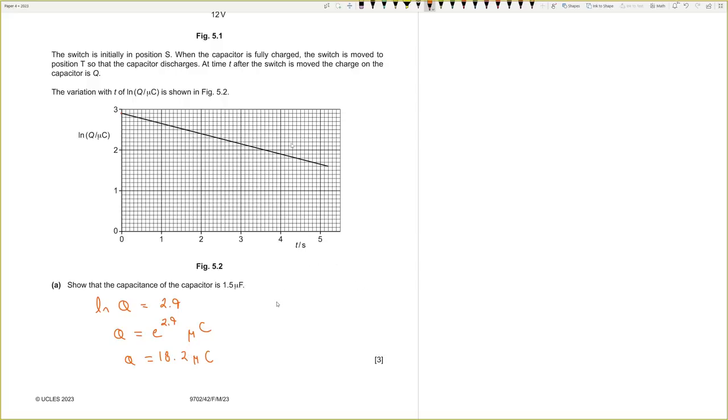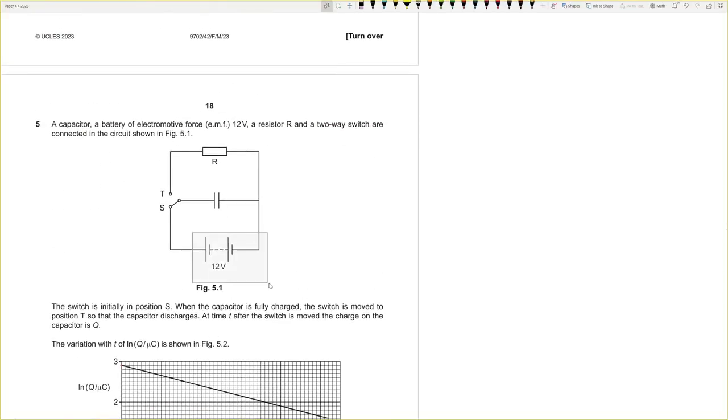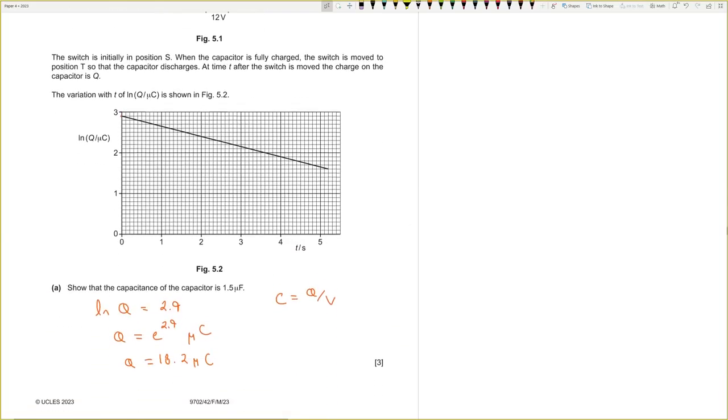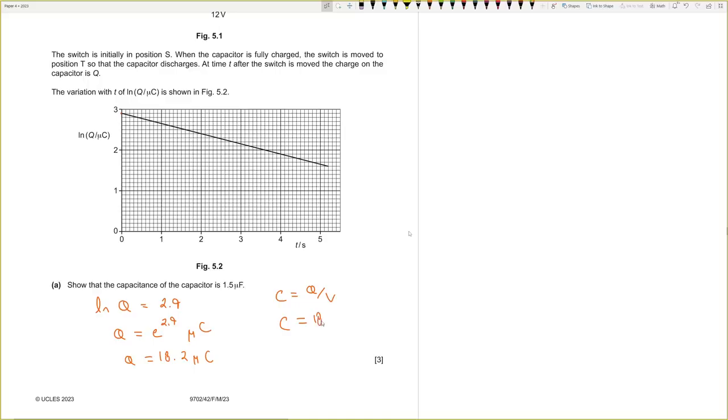You know that C is equal to Q by V. We need to find out the capacitance. So I'm considering the initial charge. You guys know why, right? Because I know that the initial voltage of the capacitor is 12. I want to exploit that fact. So C is equal to 18.2 times 10 to the power minus 6 divided by 12 volts.